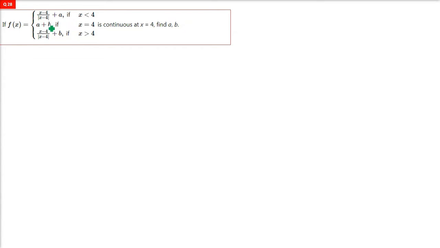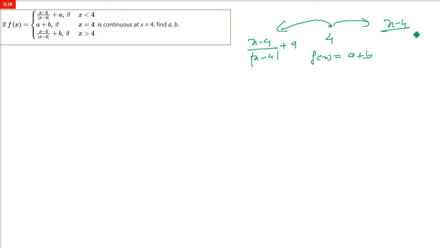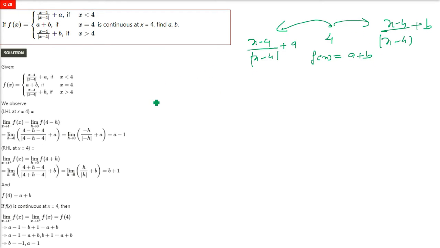If f(x) is this, there are 3 partitions, or you can say 2 partitions, around 4. At x equals 4, f(x) is given as a plus b. On the left hand side, it is (x minus 4) divided by modulus of (x minus 4), plus a, when x is less than 4. On the right hand side, it is (x minus 4) divided by modulus of (x minus 4), plus b, when x is greater than 4. So these are the situations. We are going to find the left hand limit and right hand limit, and equate them to a plus b.